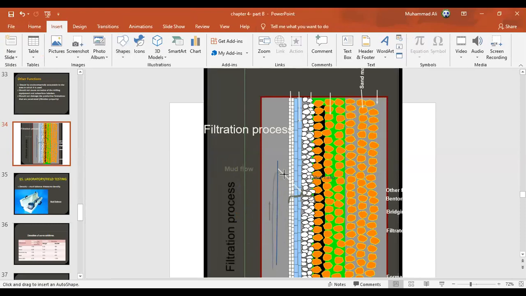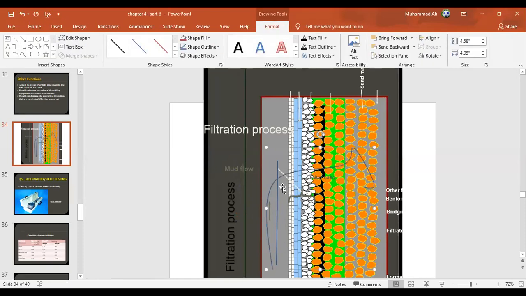Drilling mud is lost inside the formation. Now imagine this is the drilling mud, the direction of flow of drilling mud, which has to go up, but it is not going up. It is being lost inside the formation.